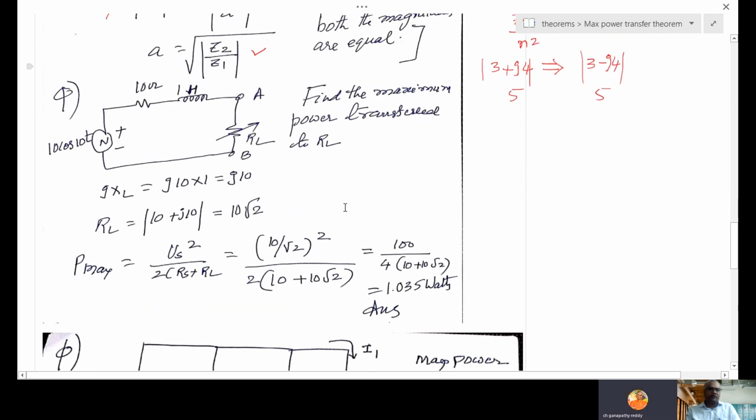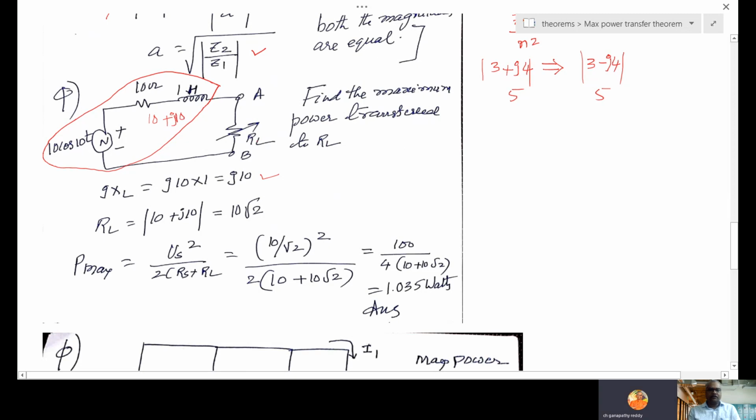So this is a simple objective question. Here, this is the source. It is already in Thevenin equivalent form. Find the maximum power transfer to RL. What is XL? jXL is j into omega, which is 10, and the L value is 1 Henry. So j10. So what is this value? 10 plus j10.